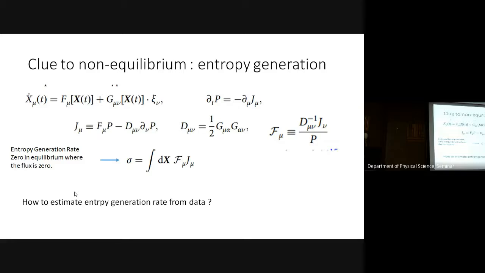So now this is what I was alluding to all the time. The clue to non-equilibrium, I would claim, is the entropy generation. So stay with me and it will be fine. These are not very difficult equations. If they were difficult, I would not be able to do them. So think of a system with some degrees of freedom, which is x, and it's a large dimension, so x_mu, and I'm writing an equation for that.